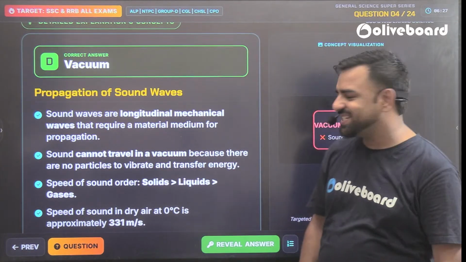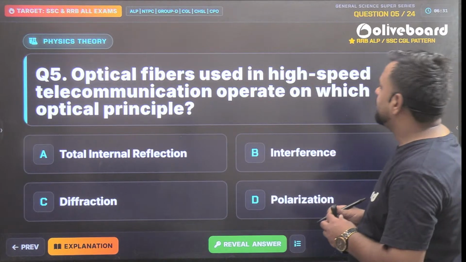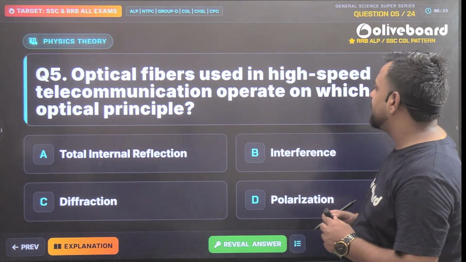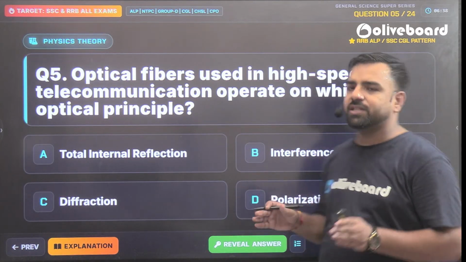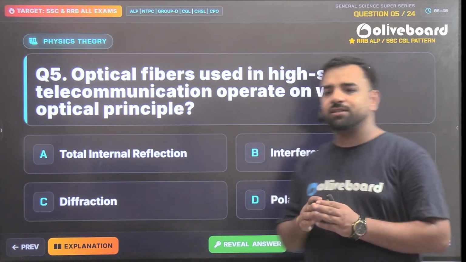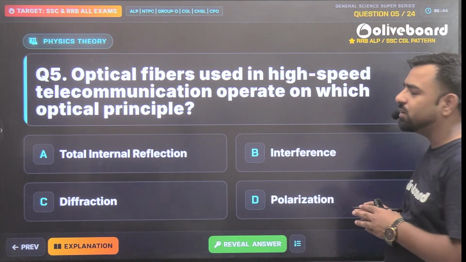Next, what is the next question? The next question is here. Optical fibers used in high-speed telecommunication operate on which optical principle? Is it TIR, which stands for total internal reflection? Is it interference? Is it diffraction? Or guys, is it polarization?